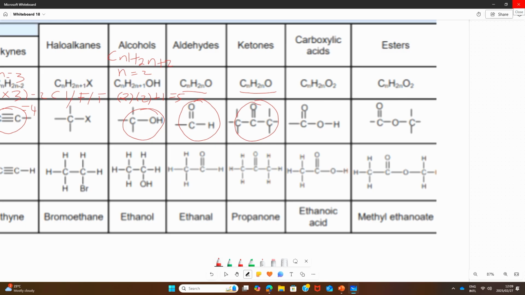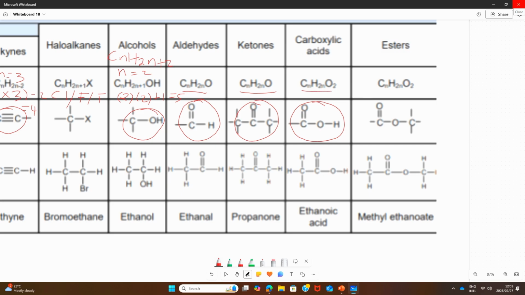Then second but not last, we have our carboxylic acids. Carboxylic acids have the general formula CnH2nO2. And how will you identify your carboxylic acid? Your carboxylic acid is going to have these atoms as our functional group. It is a carbon that has been double bonded to an oxygen as well as bonded by a single bond to our hydroxyl. This we call a carboxyl, the name of the functional group, and it has the general formula CnH2nO2.